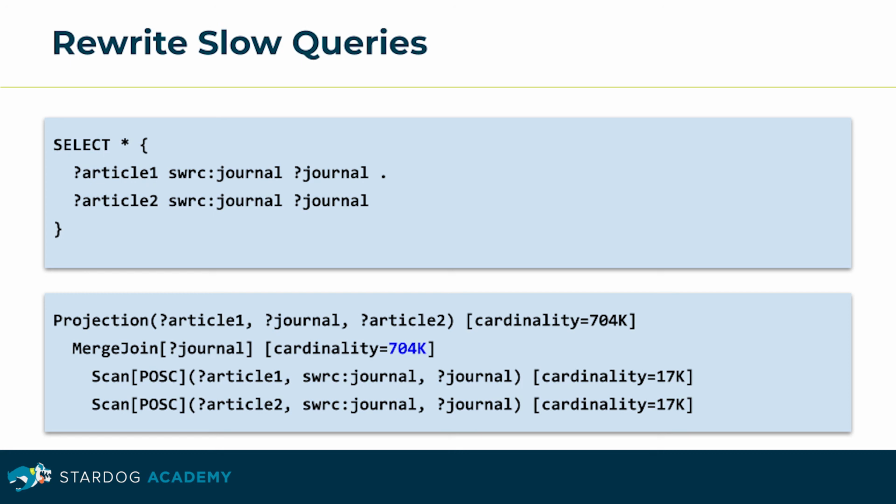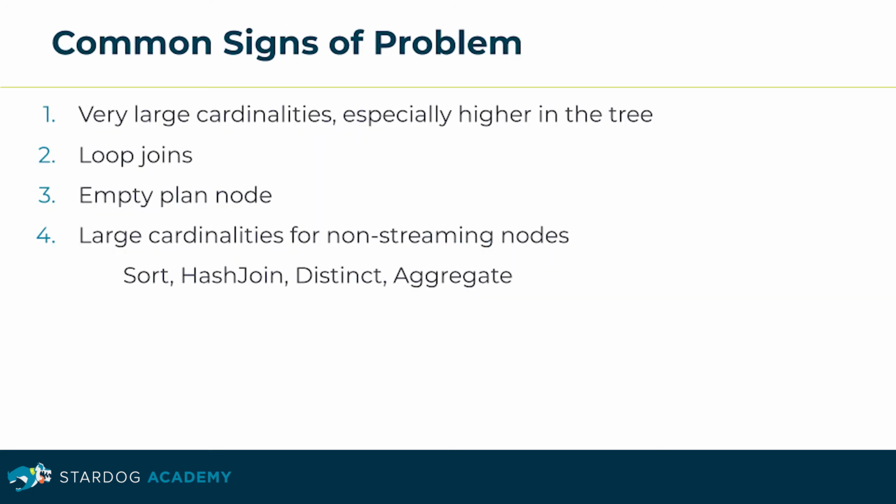This is a drastic improvement, and we get the streaming merge join as a benefit. As we look at those query plans, what are some common signs of a problem? Well, first, very large cardinalities, especially higher in the tree. We want that selectivity to limit the cardinalities. And so if we have in our bottom up semantics a highly selective set of scans at the bottom, then we want to limit those very large cardinalities.